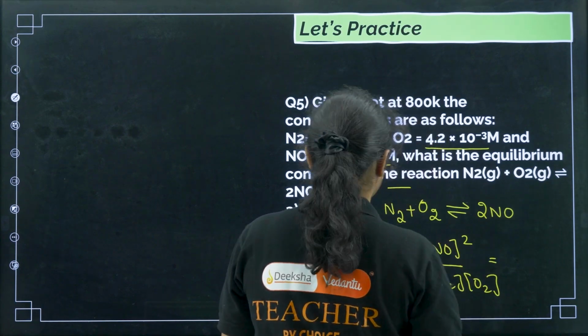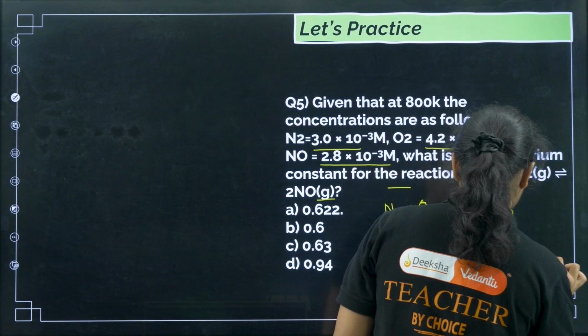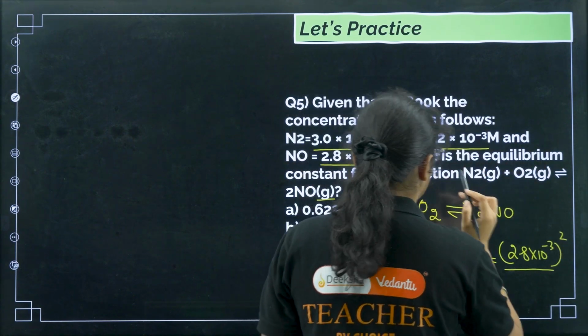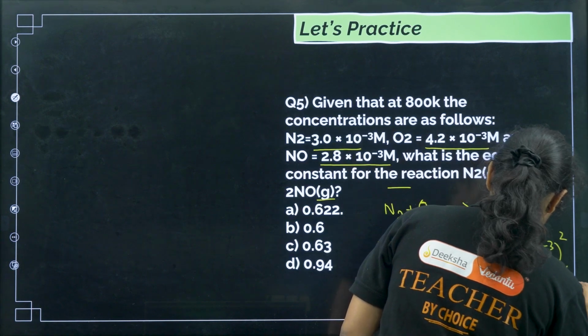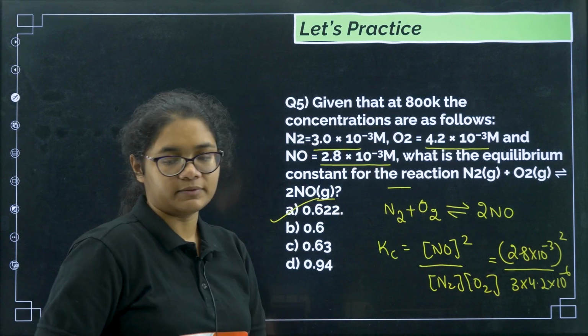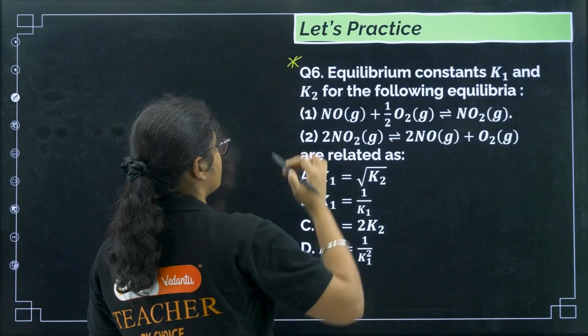So now NO value is 2.8 into 10 to the power of minus 3, square, divided by 4.2 and 3. So 3 into 4.2 into 10 to the power of minus 6. If I solve this, we will get 0.622. Option number A will be the correct answer here. Okay, next, this question is again a very important one.